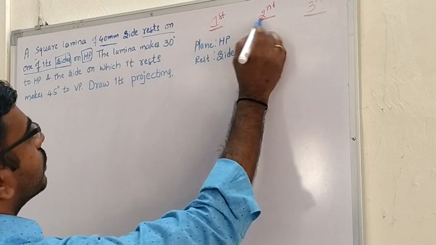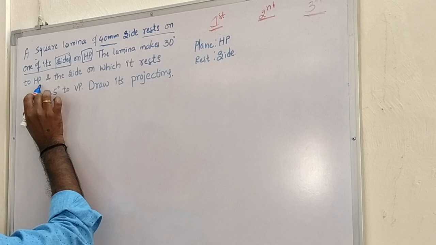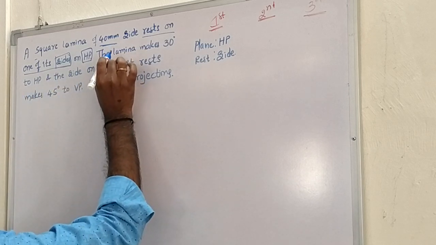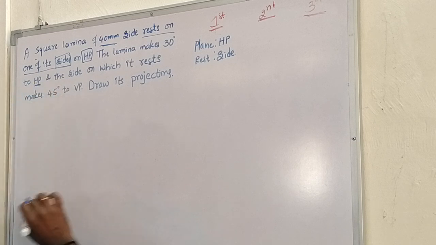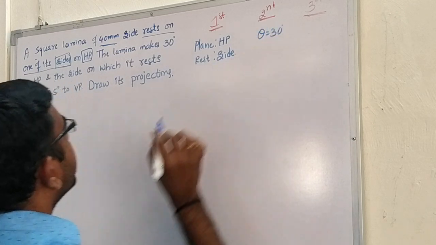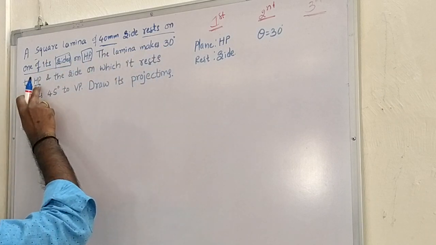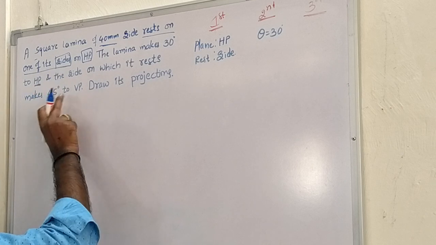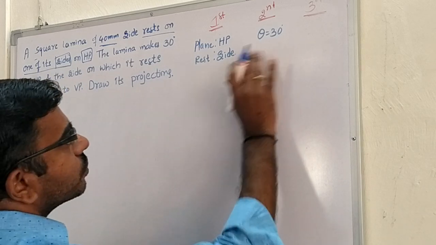Second portion. For the second portion, what is given? The lamina makes 30 degree to HP. Lamina means the surface of the lamina. What is the angle here? Theta. It is very simple to identify theta or phi. Inclined to HP is given, that is theta. Inclined to VP is given, that is phi. This is the second portion data.